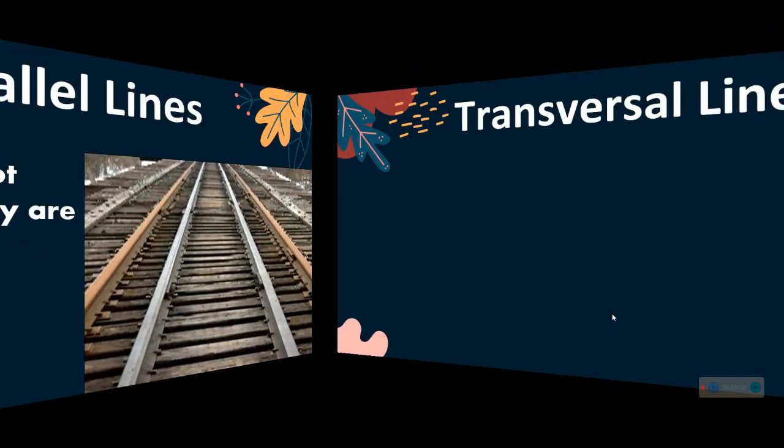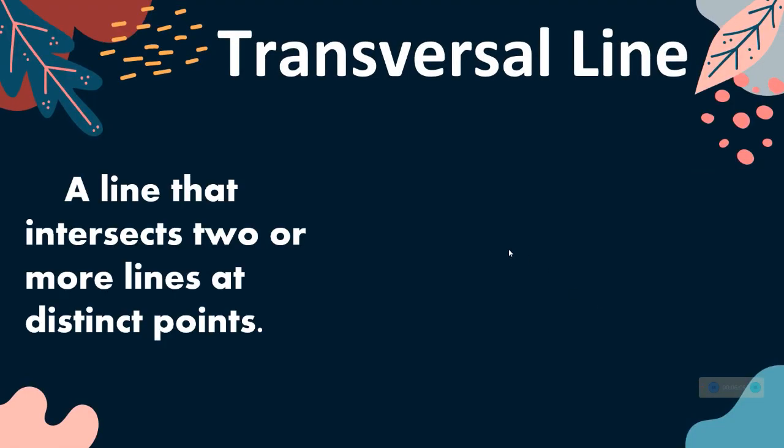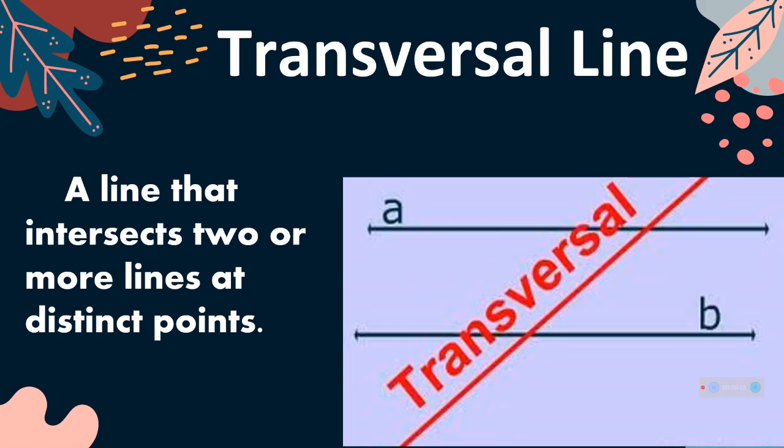So how about the transversal line? How are we going to define this? It is a line that intersects two or more lines at distinct points. Just like what we have drawn in your notebook, we have here line A and line B. Then we have here the red line, which is what we call the transversal. It intersects two or more lines at distinct points.